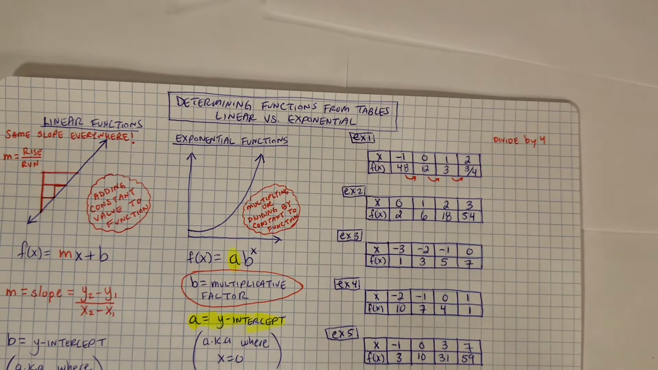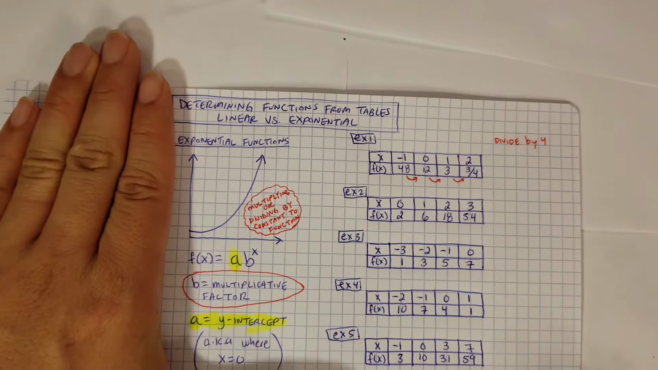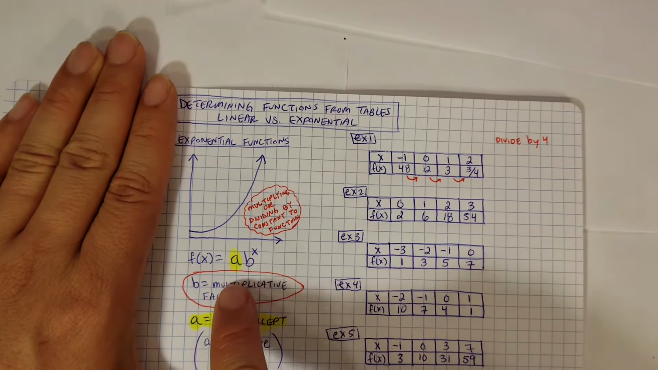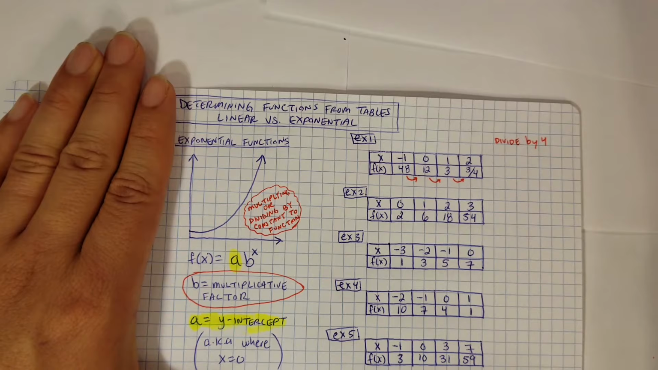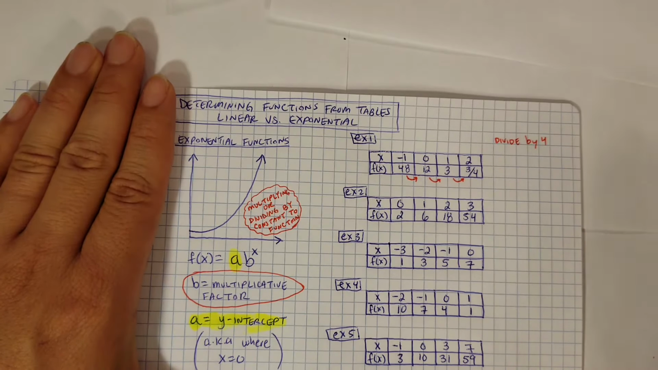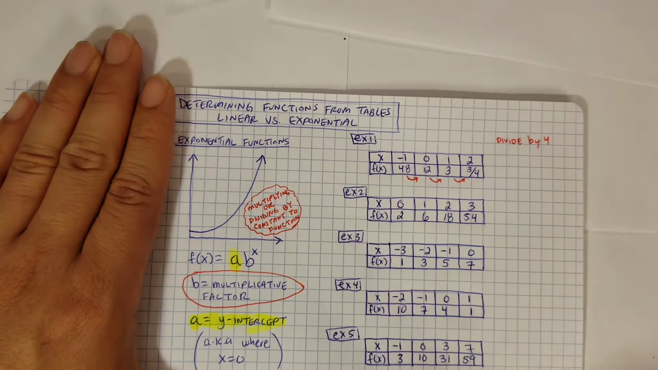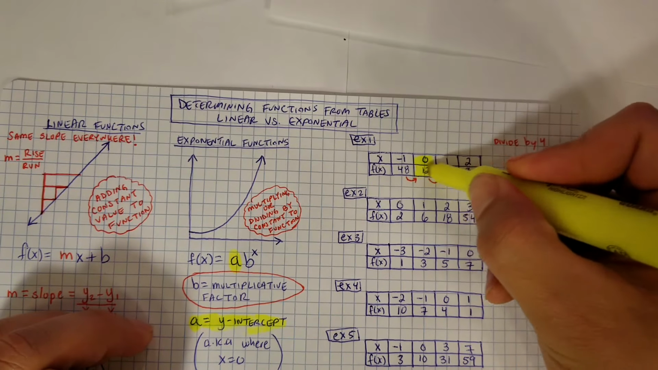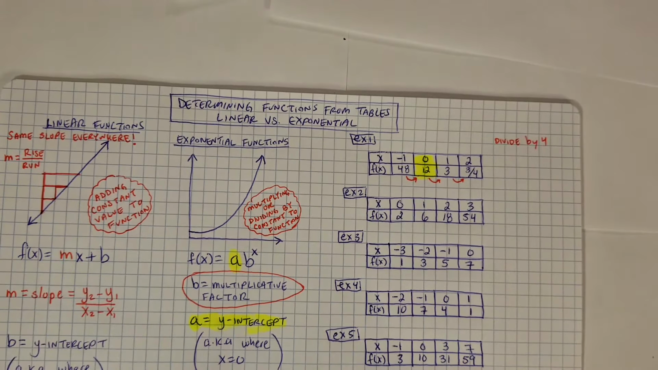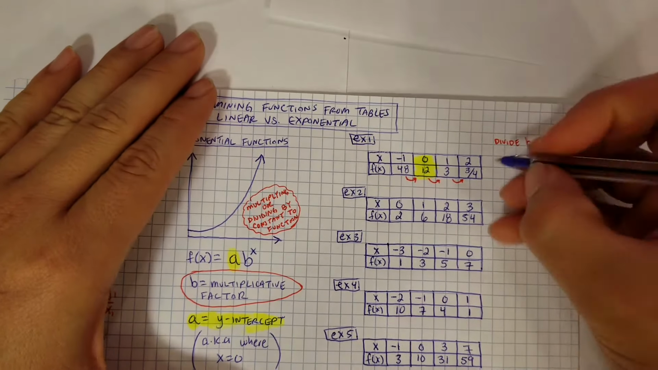Now, if we know that it's division, I'm not going to use that formula at all. I'm going to use this one because we know it's multiplication or division. So it's going to be a times b to the power of x. All I got to do now is figure out where x is equal to 0 for me to find my y-intercept, and that value is going to be here at 12. So for the first one, I got everything I need.